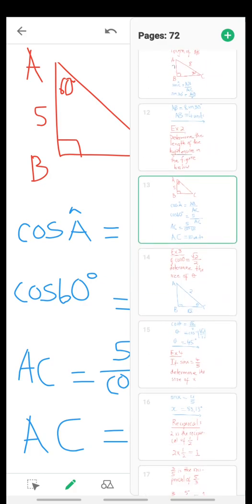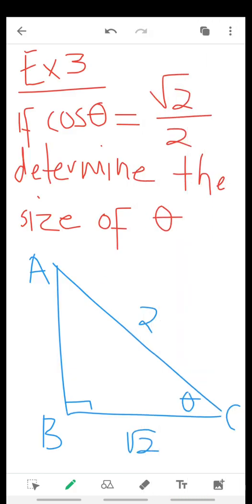Now moving on, let's go to example number 3. We are dealing with what? Trig ratios. So now they are saying if cos theta is equal to square root 2 over 2, determine the size of theta. Wow. In the previous cases, we were looking for the length of a side. But in this case now, we are looking for the unknown angle theta. How do we find angle theta?